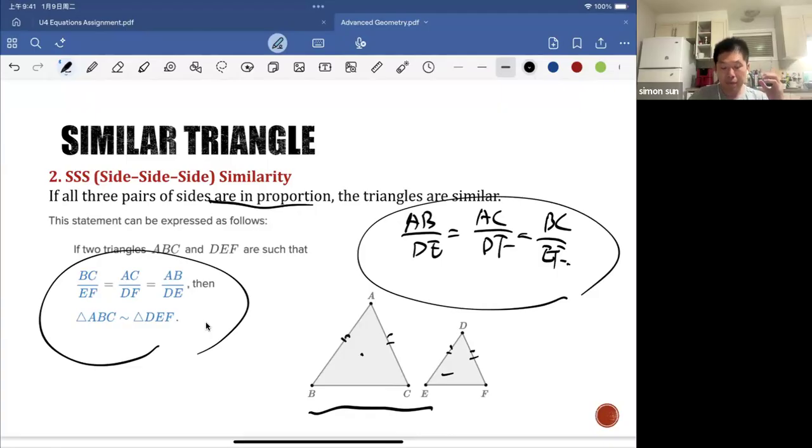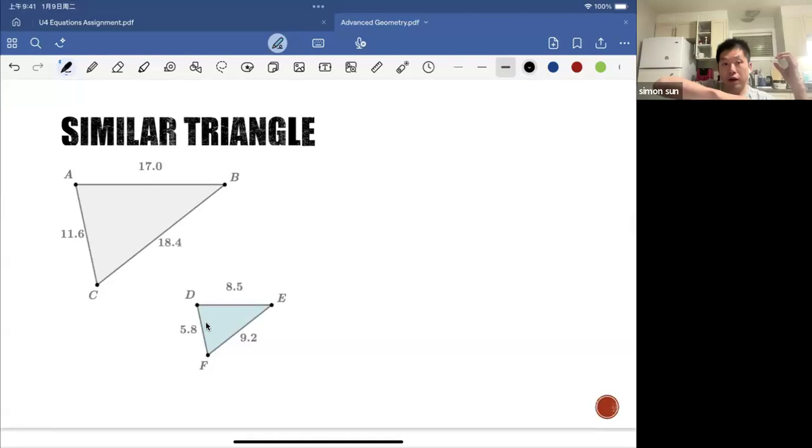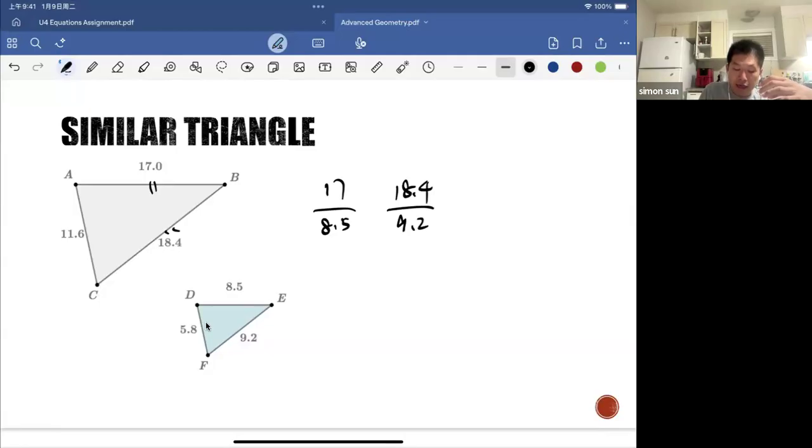Okay, let's take a look at an example. I already marked the side lengths for those two triangles. If you do the ratios of the sides, we have 17 over 8.5, another one is 18.4 over 9.2, and the last one is 11.6 over 5.8.